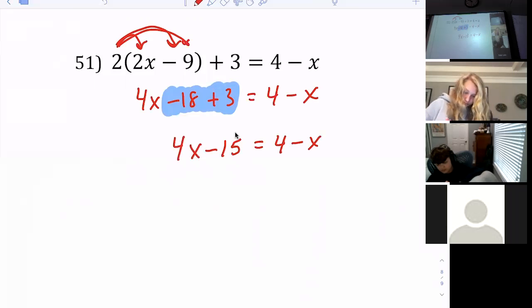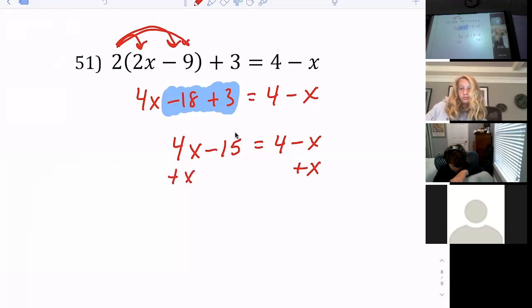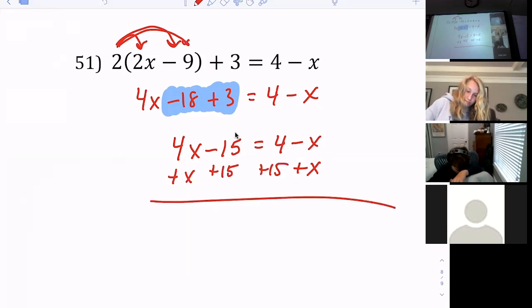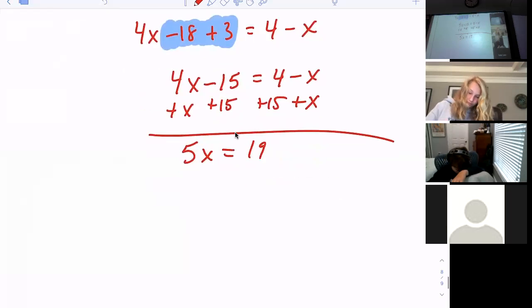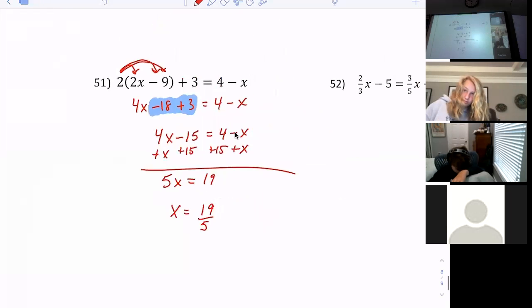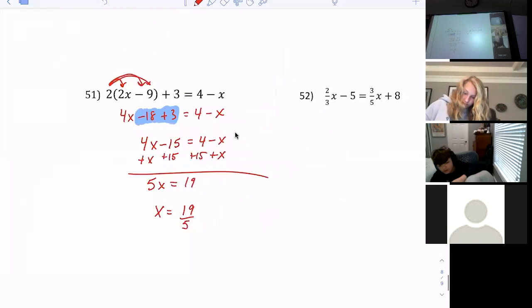Once again, I'm going to move which one? The x to the left. Thank you so much. So that becomes a positive x, plus 15, plus 15, 5x equals 19, right? So fractions are fine. x equals 19 over 5. Yeah, I'm going to leave that there.